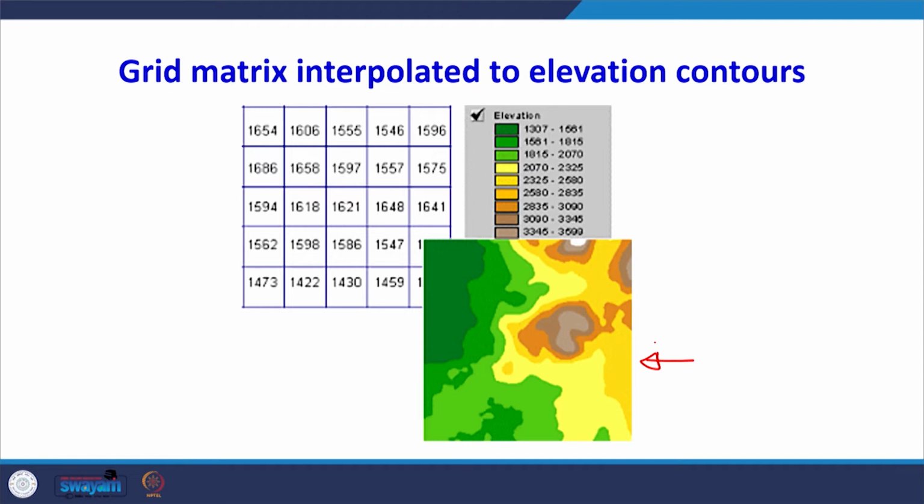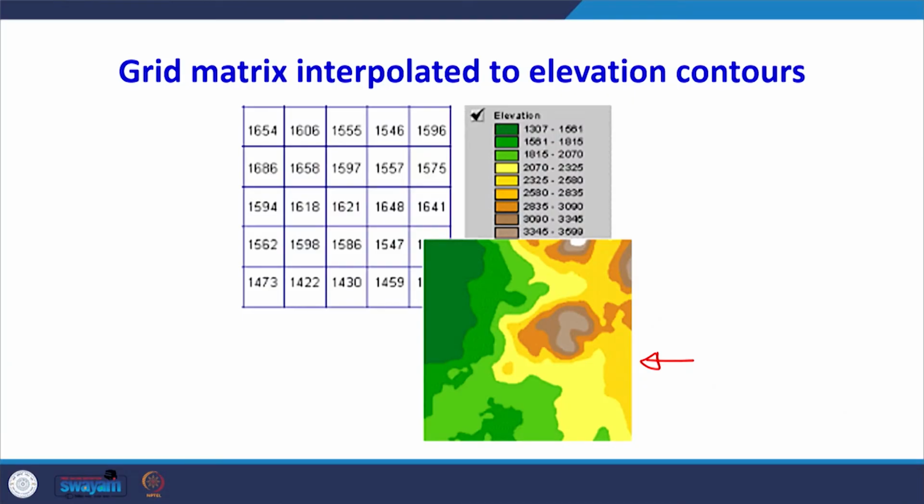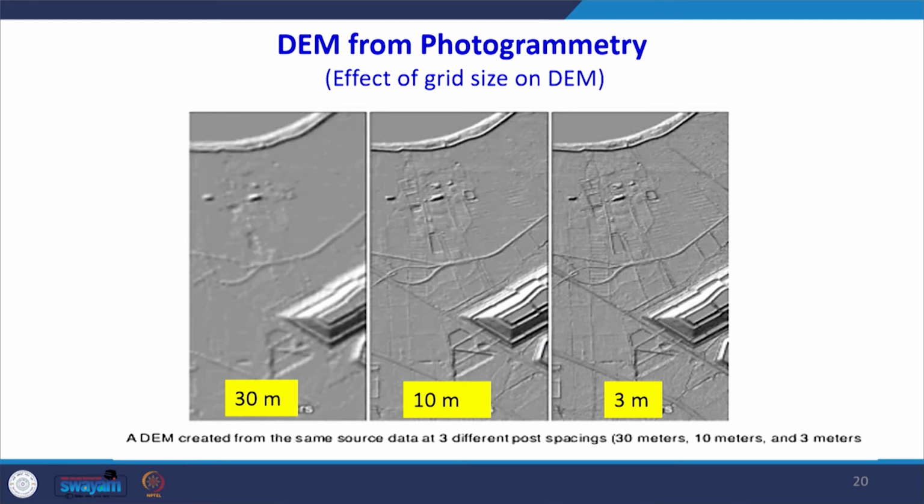But this elevation data can be represented in the form of contours. I can use certain threshold values in order to determine the contours. So between two values, I can draw with a certain color. Different colors here are indicating those contours with the values and the range between those two values. So I can represent the grid matrix as elevation contours.